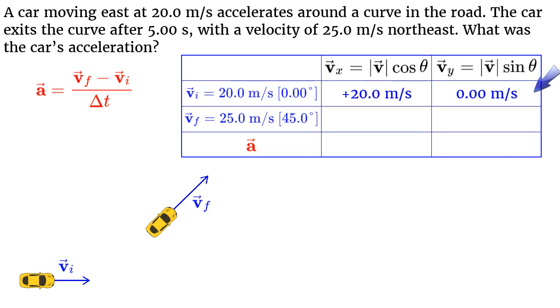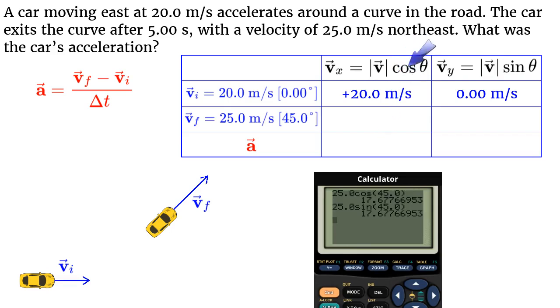Now for the final velocity, we will need to use the calculator. The x component is going to be 25.0 times the cosine of 45, which is 17.7. And then we do the same calculation, changing cosine to sine. Turns out we get exactly the same number. That's again because 45 degrees is exactly halfway between x and y. So we're going to get the same component for both x and y.